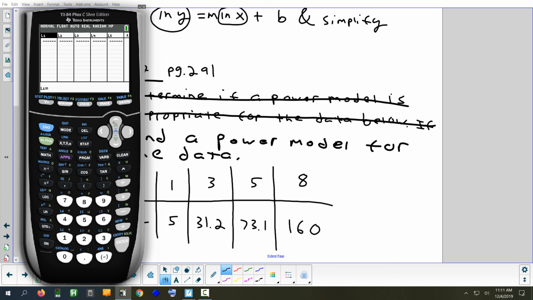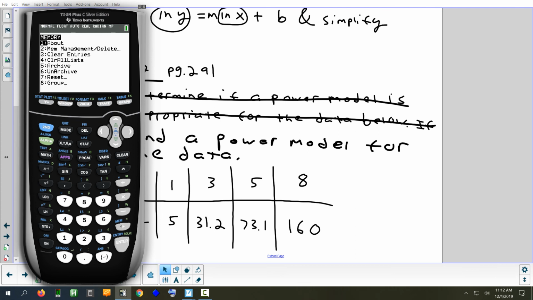Don't press delete on L1, because if you do that, what's going to happen is now I've just deleted the entire L1. And the only way I know how to get it back is to go second, memory, and now I have to reset everything on the calculator. There's probably another way to get it back besides doing that. Now if I press Stat, Edit, I have L1 back. So if you accidentally delete it, you can get it back.